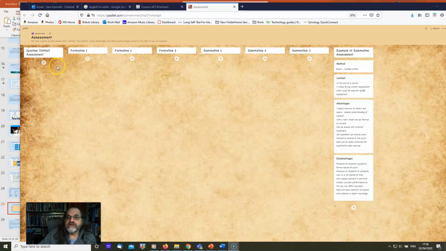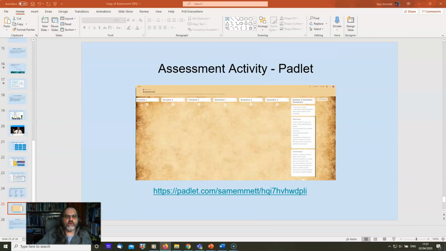What we're looking for is a method. So the method, as this summative one, I've gone with an example of a multiple choice exam. You might use class discussion or something. Context: when is it used and what type of thing is it? So in this case, the context of this exam is at the end of the course. It's a timed, formal written assessment, suitable maybe for a GCSE. Then list some examples of advantages of it, and then some disadvantages. Okay, brilliant. Let's go and take that away.